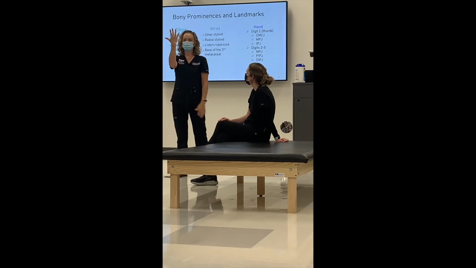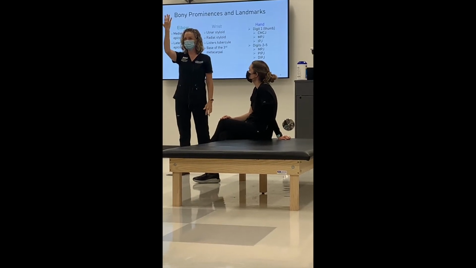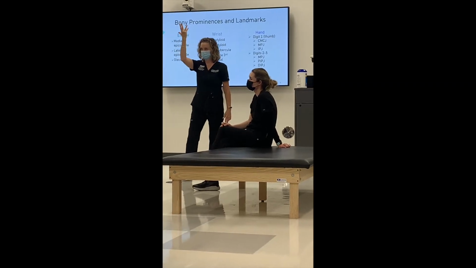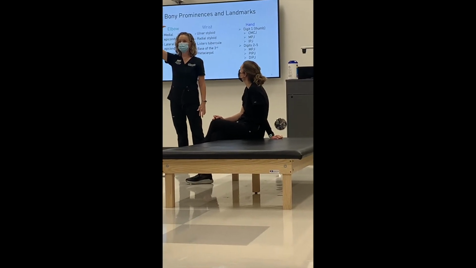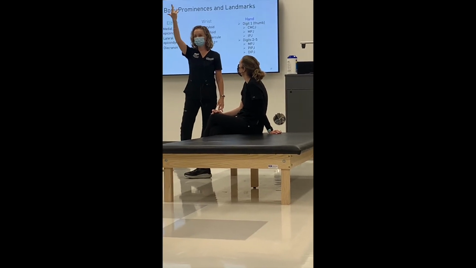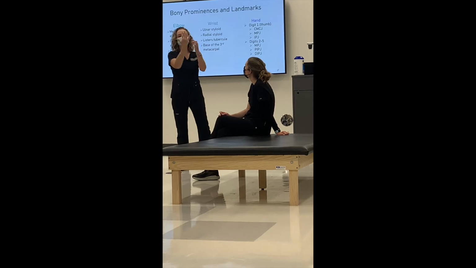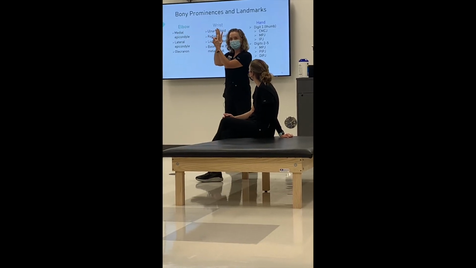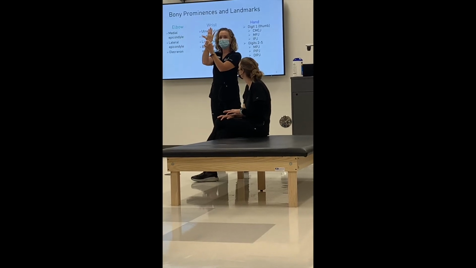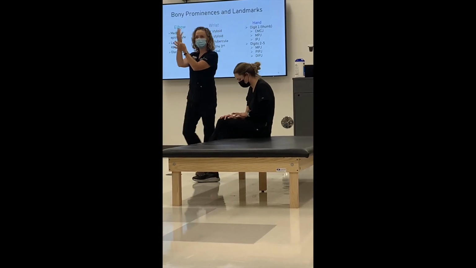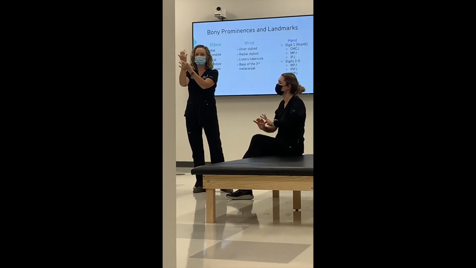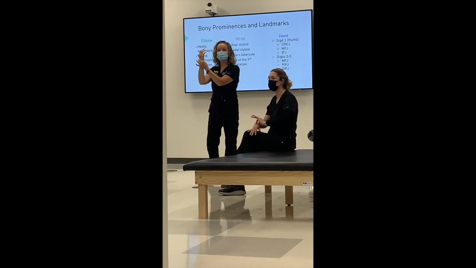Third metacarpal. Which one's your third metacarpal? Third metacarpal is your bird finger. 1, 2, 3, 4, 5. Third metacarpal is your bird finger. Okay? If you go down and palpate your third metacarpal and go all the way to the base of it, you should feel a divot. If you move your wrist forward and back, you can usually feel it a little bit better. Right underneath that divot is the capitate bone.